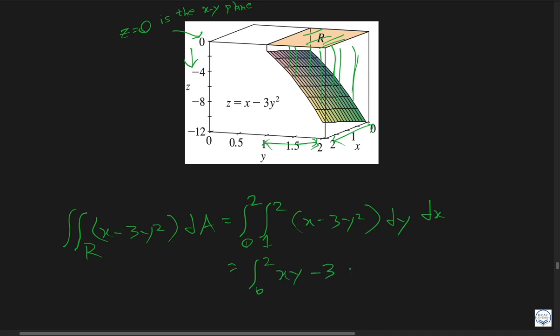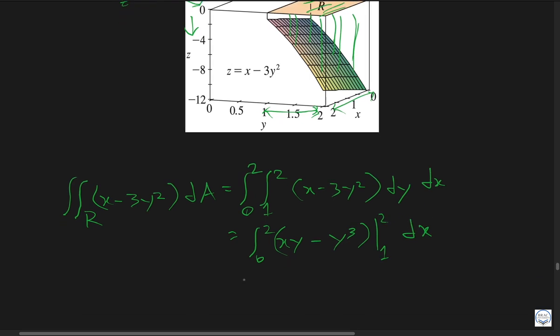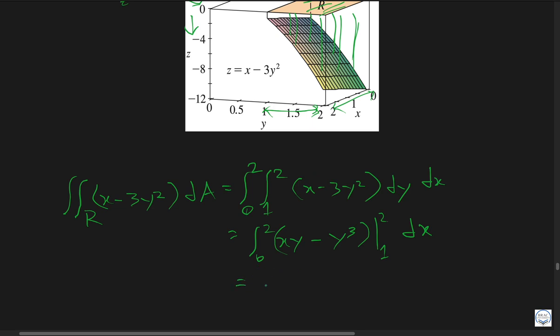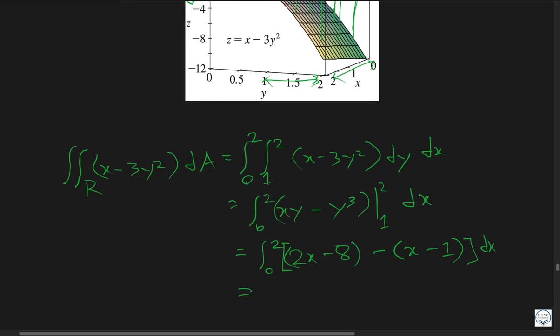So we do this, and we treat x as a constant while doing this. So we get xy minus 3 by 3 is just 1, so we get y cubed. Now we need to take the limit from 1 to 2 dx, and it's just twice x minus 8 minus, and we put 1 in place of y, x minus 1.